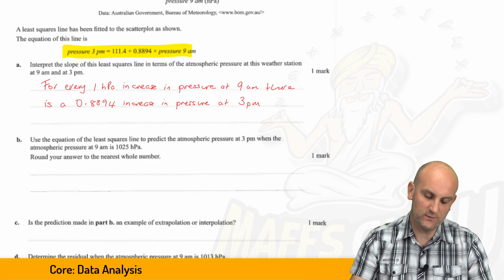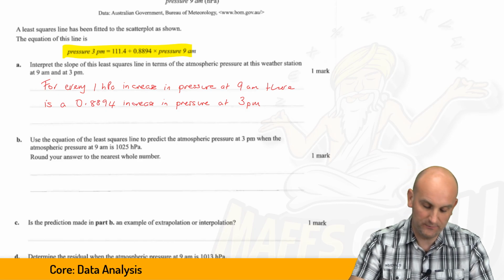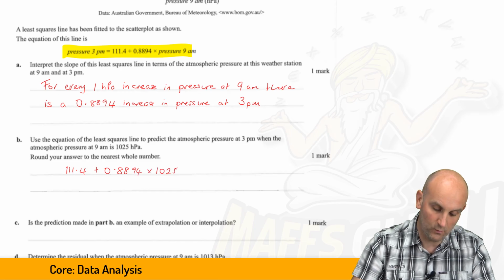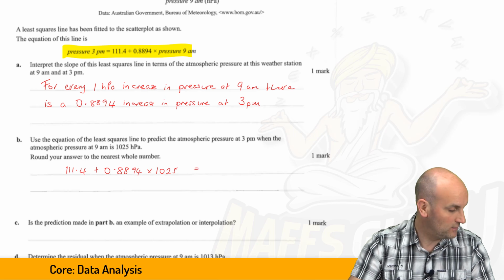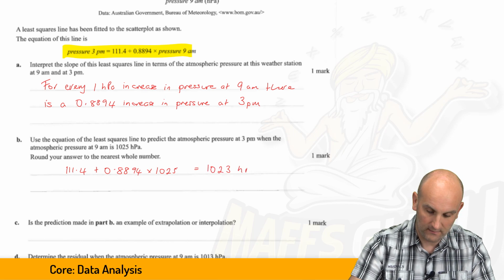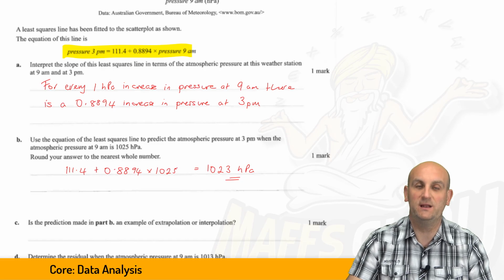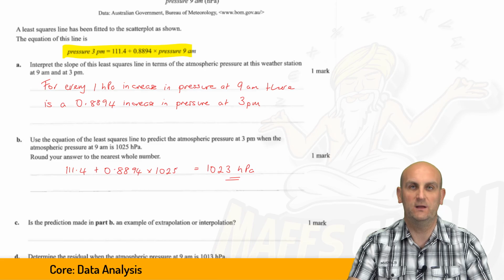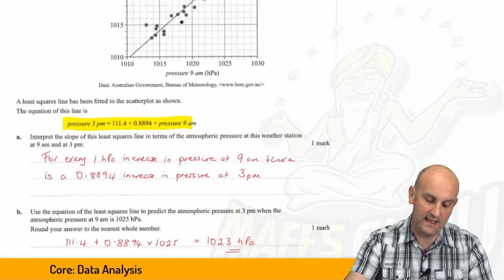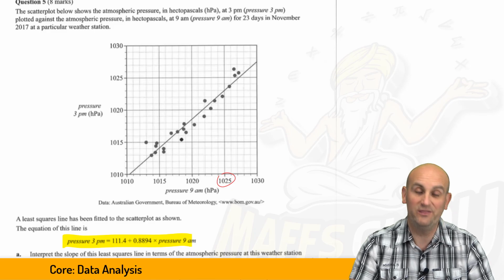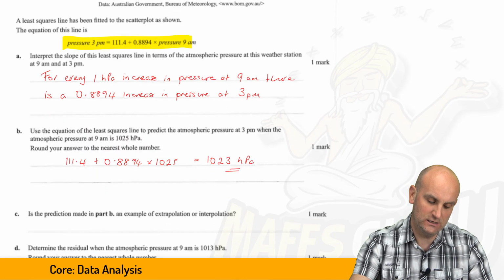Use the equation of the least squares line to predict the atmospheric pressure at 3 p.m. when the atmospheric pressure at 9 a.m. is 1025. That's just asking you to put into the equation above. So I'm going to do 111.4 plus 0.8894 multiplied by 1025, and it wants our answer rounded to the nearest whole number, which becomes 1023 hPa. Is this prediction an example of an extrapolation or an interpolation? An extrapolation is where we take a data item outside of the range of the values that we had. We were looking for 1025, and that is well and truly within the data that I had, and so it is an interpolation.